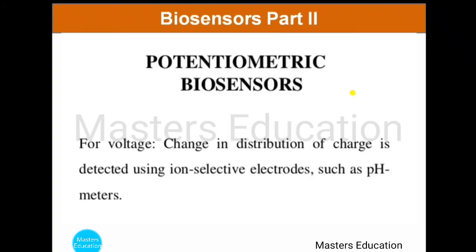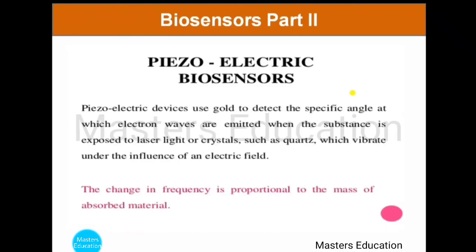The next type of biosensor is the potentiometric biosensor. In this type of biosensor, it detects the change in the distribution of charges. The next is piezoelectric biosensors. This is another type of biosensor which detects the angle of electron waves emitted from analytes when exposed to laser light, or from vibrating crystals, for example quartz, in an electric field.